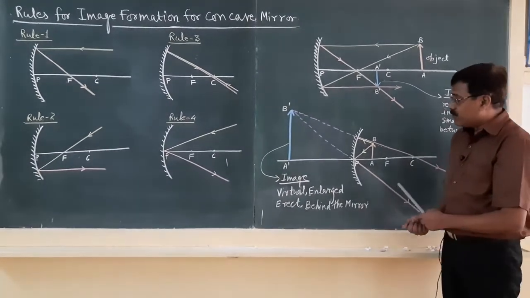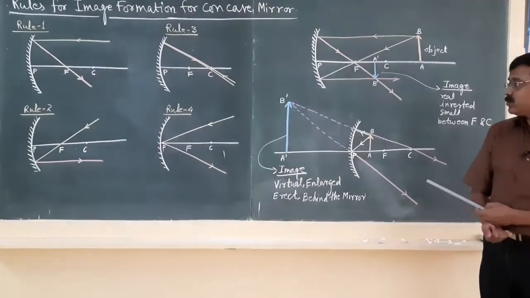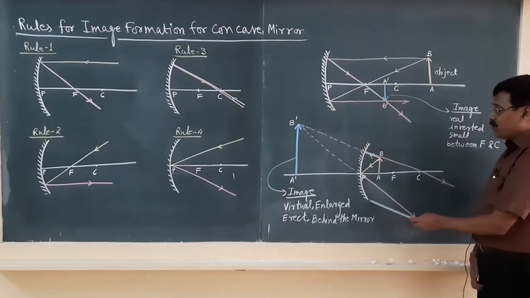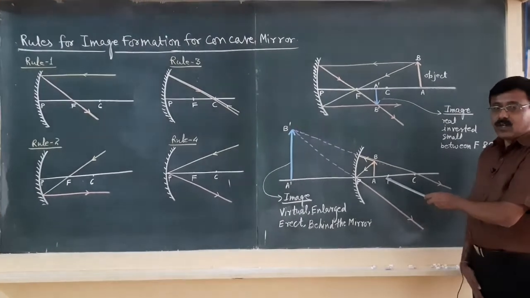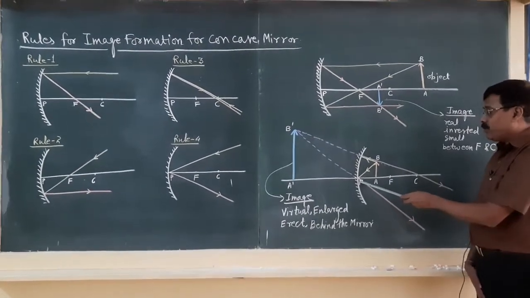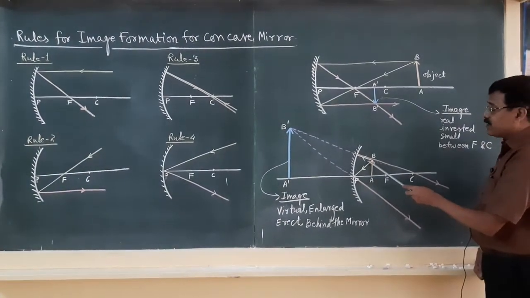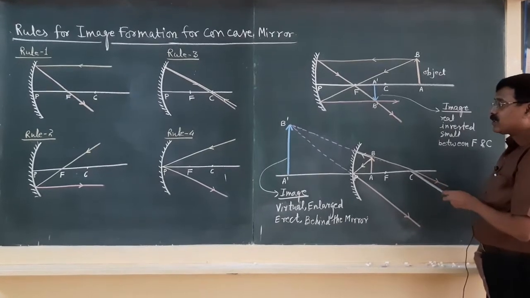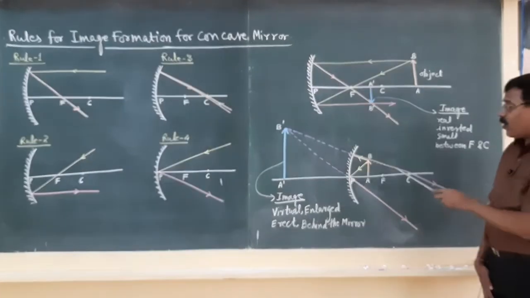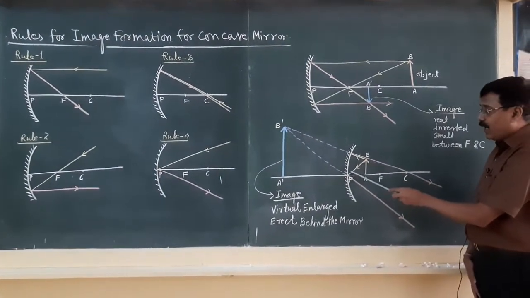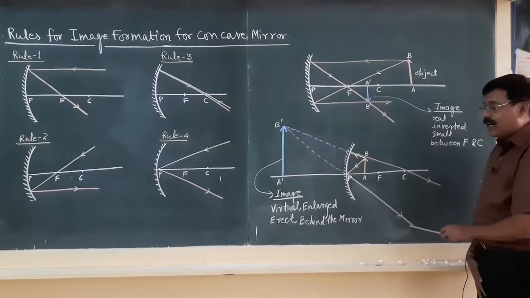Now, one case for the virtual image. There is only one option for virtual image formation using a concave mirror. This is the concave mirror, and the object is placed between pole and focus. Only when the object is placed between pole and focus will the image be virtual. How? See, if the light ray is incident on the mirror along the radius of curvature, it will be reflected back along the same track. Or if the light ray is incident at the pole at a certain angle, then according to rule number 4, it will be reflected back with the same angle.